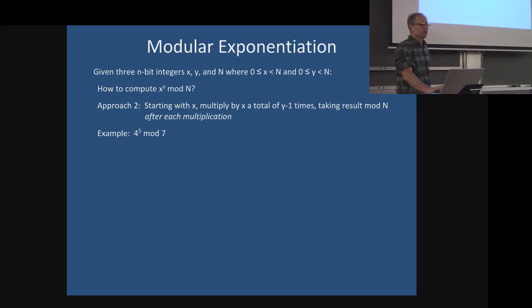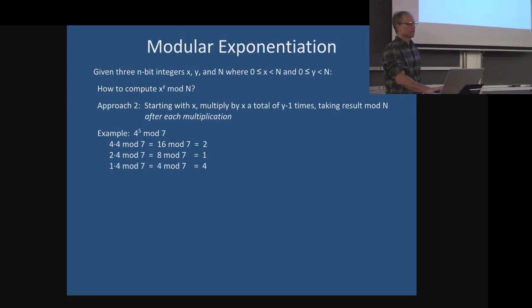So let's say we do 4 to the 5th mod 7. What we'll do is 4 times 4 mod 7 and we'll get 2. Next step will be 2 times 4 mod 7, we get 1. Next step will be 1 times 4 mod 7, we get 4. Last step is 4 times 4 mod 7, we get 2. So we're doing the same number of multiplications, but we're modding the answer each time. We get the same answer.